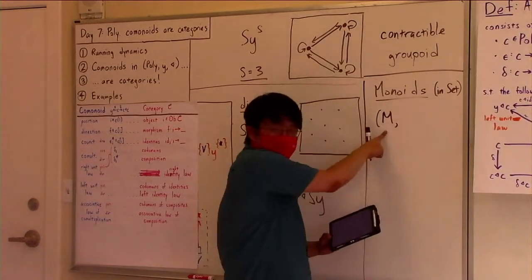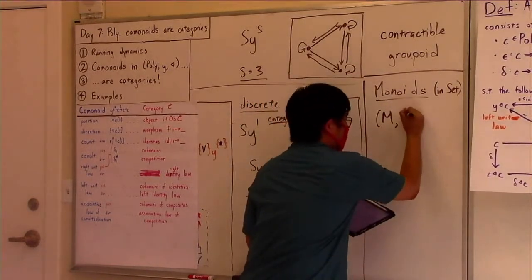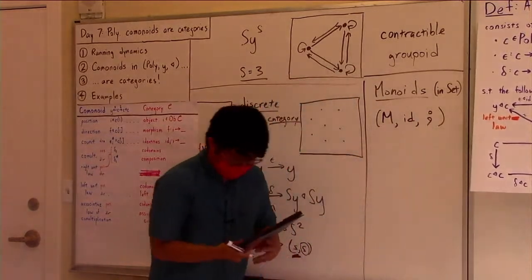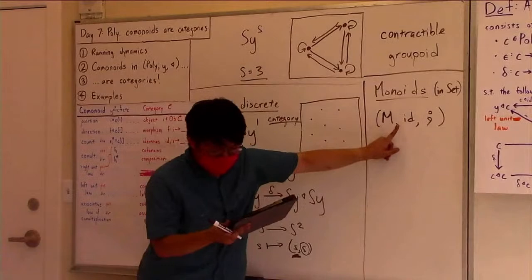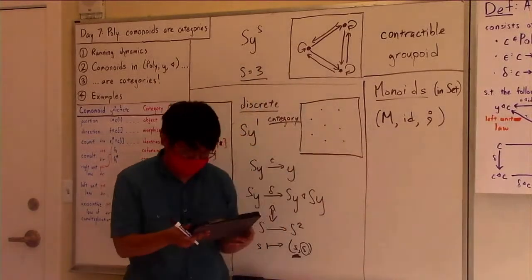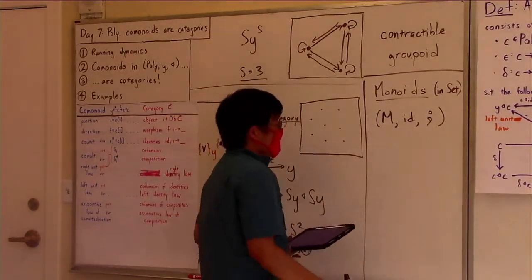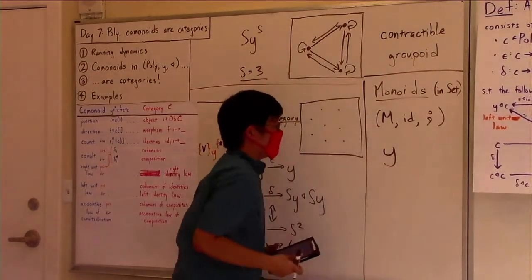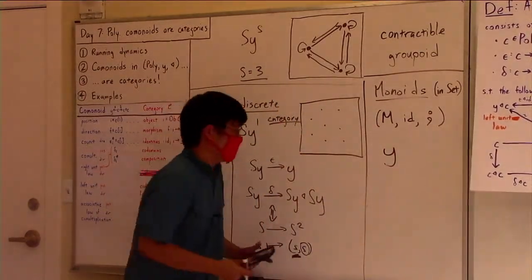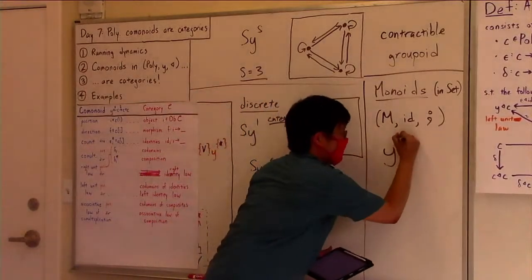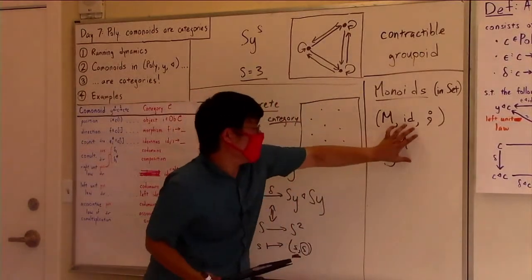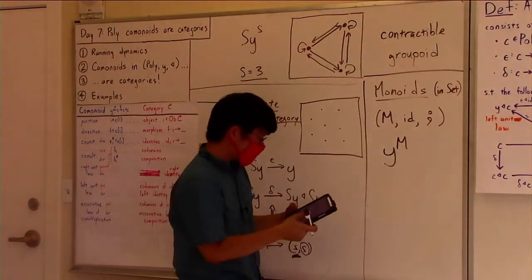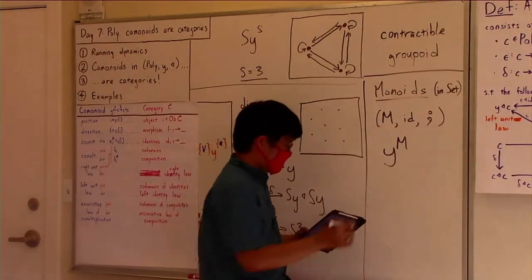I'm just going to call the set M. And the multiplication is just morphism composition. I'll still use that symbol, and the identity is just the identity morphism. And if this has one object, that means that this is a monomial with no coefficients. It's just one position, and the directions are all the morphisms, so that's just the entire set M. Okay.